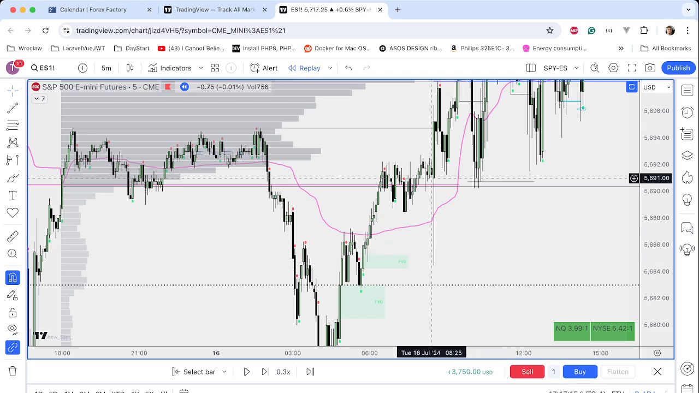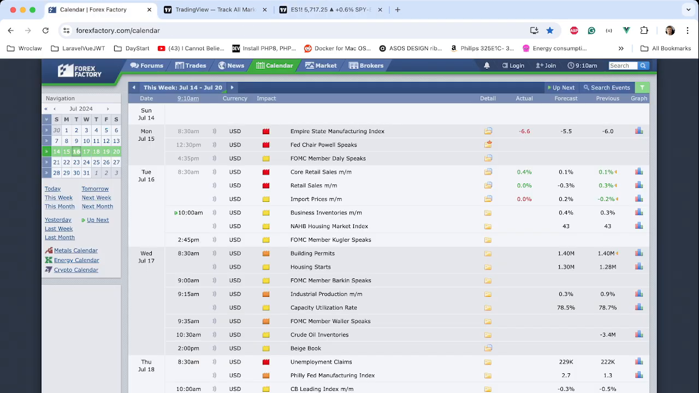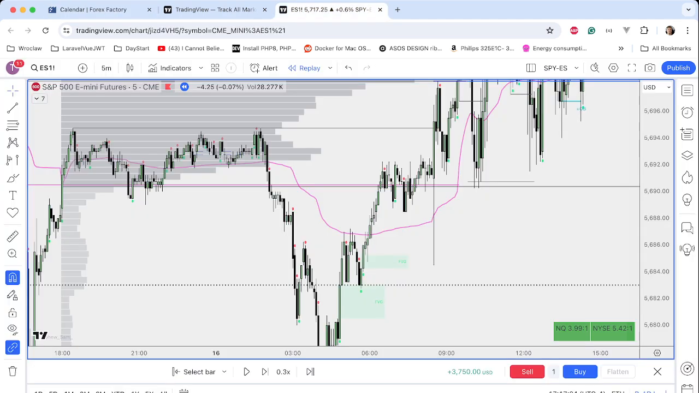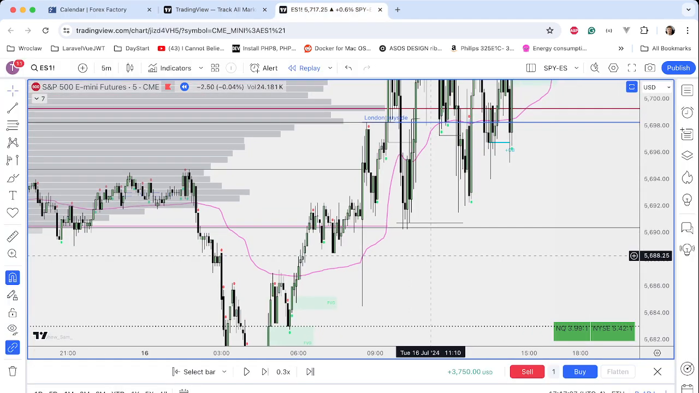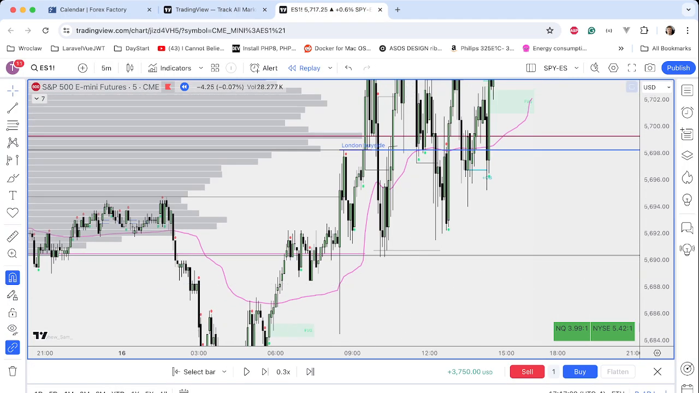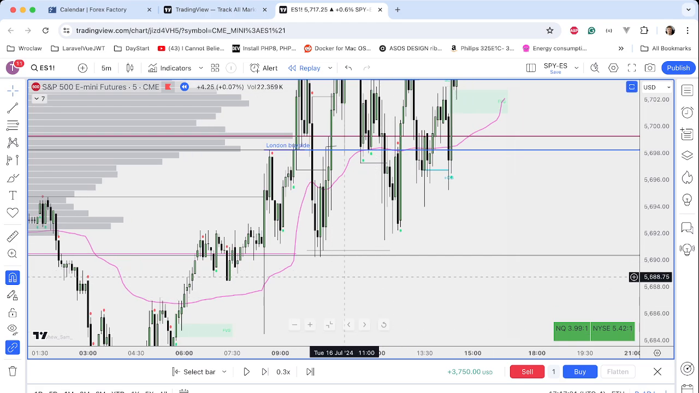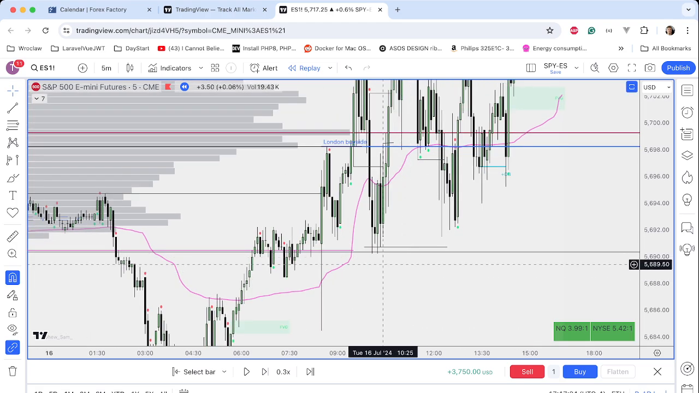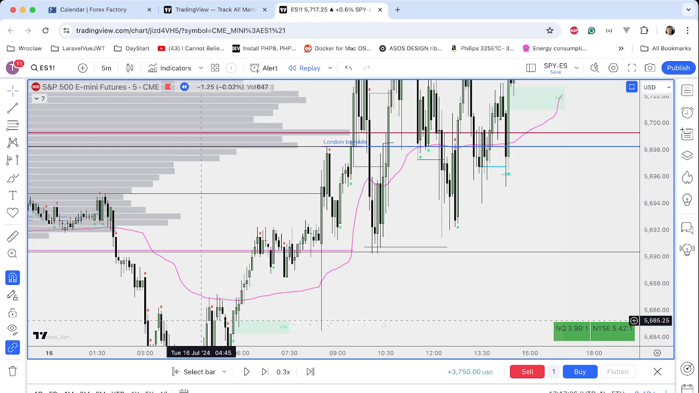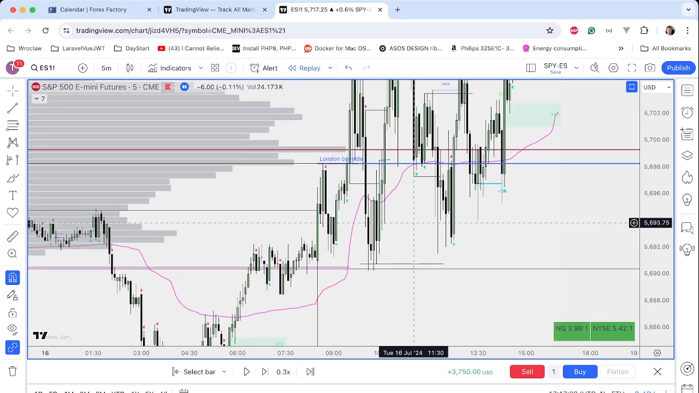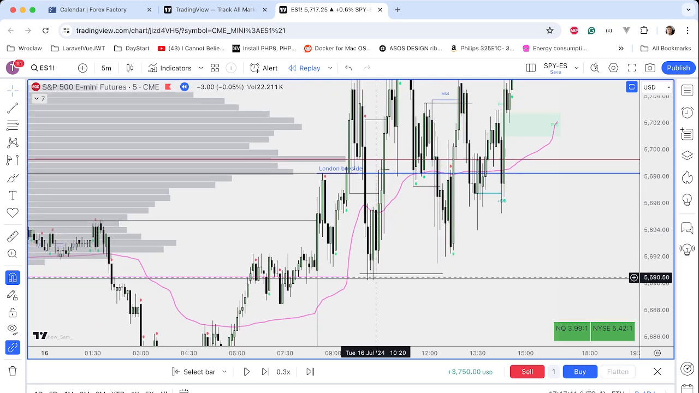I think that was a news. We had a news today. Empire State Manufacturing Index. So that's the reason why we didn't go lower, because we already cleared that liquidity. And that was tricky here, because we can always go a little bit lower to go back up, but they held it low.